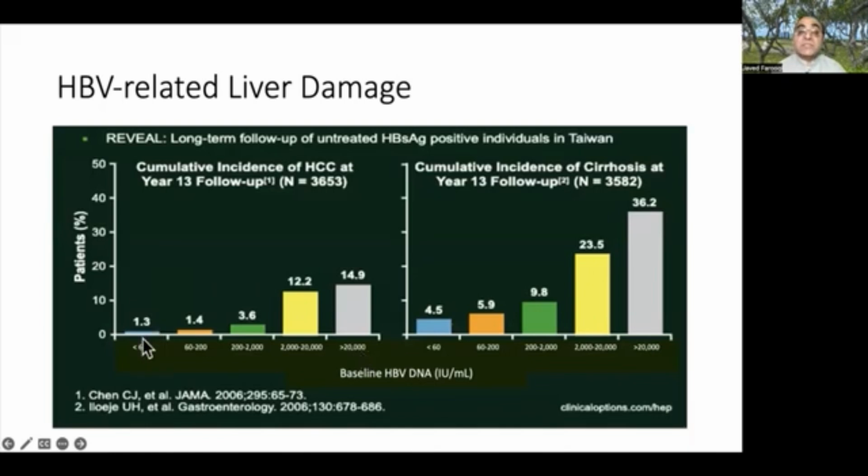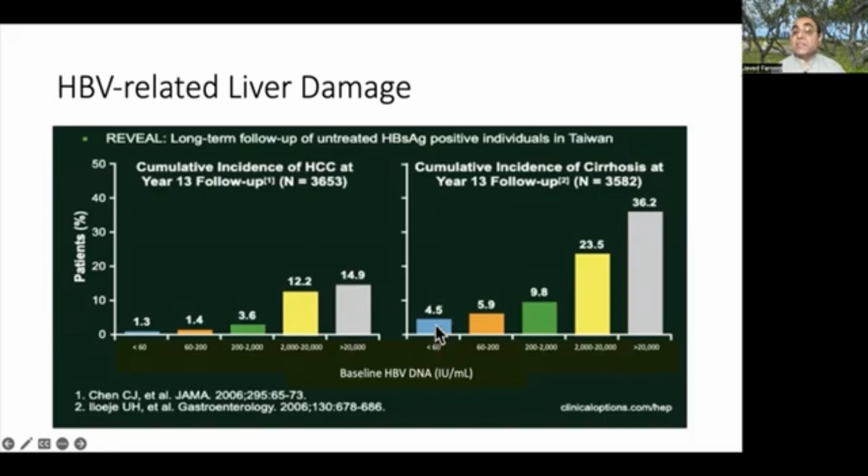The risk of HCC was 1.3 when it was less than 60 units. It was 1.4 when it was 60 to 200. And when it was 200 to 2,000, risk was 3.6. And when it was 2,000 to 20,000, risk increased to 12.2. And when it was more than 20,000, the baseline DNA level, the risk was 14.9.